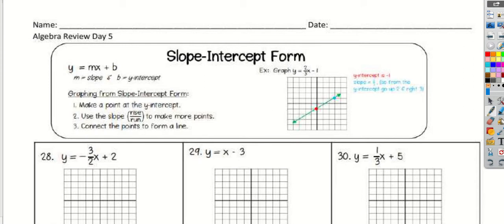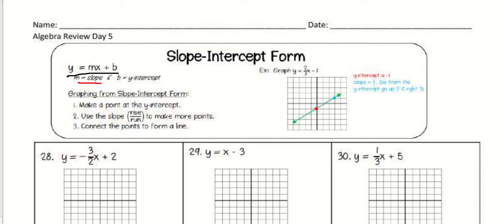All right, take a look at review day 5. So we're talking about graphing equations of lines here today. Two types of equations to talk about are slope-intercept form, which is y equals mx plus b. Remember the m, like mountains, you got a slope, and b, where we're going to begin, is the y-intercept.